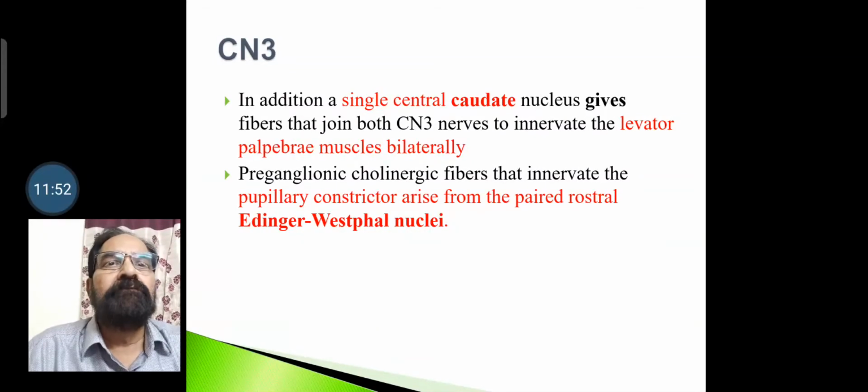In addition, there is a single central caudate nucleus that gives fibers that join both cranial nerves of the oculomotor to innervate levator palpebrae muscles bilaterally. And also there are preganglionic cholinergic fibers that innervate the pupillary constrictor, which arise from the paired dorsal Edinger Westphal nuclei.